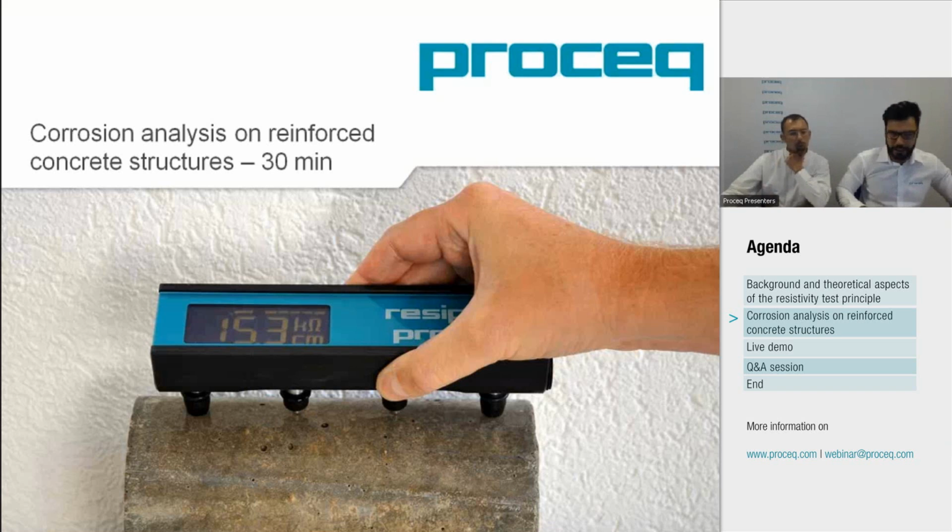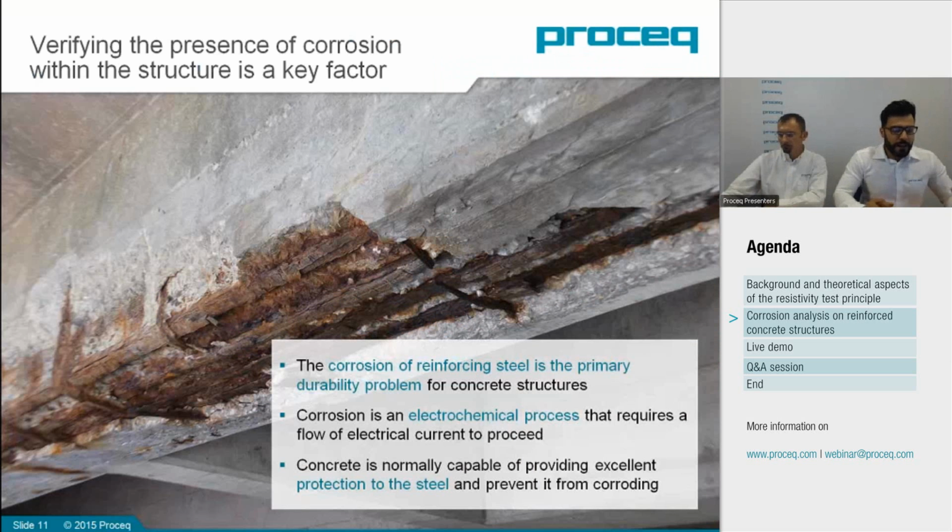So on that note, let's start our main session, which we're going to concentrate on corrosion analysis on a reinforced concrete structure. Now, when it comes to reinforced concrete structures or any type of inspection and maintenance that we need to provide, verifying the presence of corrosion is a key factor. Corrosion, we said it earlier as well, corrosion of the reinforcing steel is the number one durability problem that we will have to deal with.